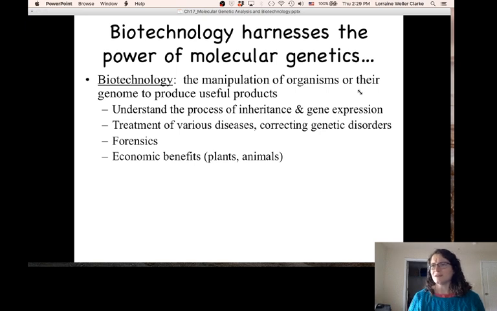Who can think of an economic benefit? I mentioned plants and animals, but what kind of economic benefits could come from genetically modified organisms? Think about the GMOs that you might eat every day. What's the benefit of those? More food. How more food? Who knows what kind of GMOs you eat on a regular basis?